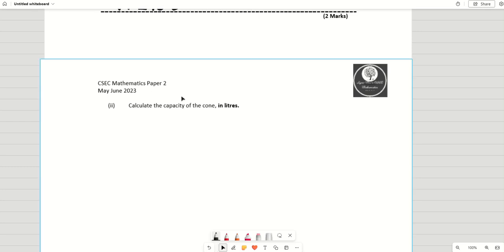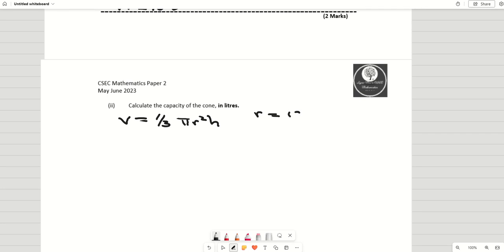So this question says calculate the capacity of the cone in liters. First off, everything in this question has been centimeters cubed, right? Capacity is also known as the volume. So they're telling you to find the volume in liters. They already gave the formula. The volume of a cone is equal to a third pi r squared h. Where radius is equal to 12. No, sorry, no. What am I saying?